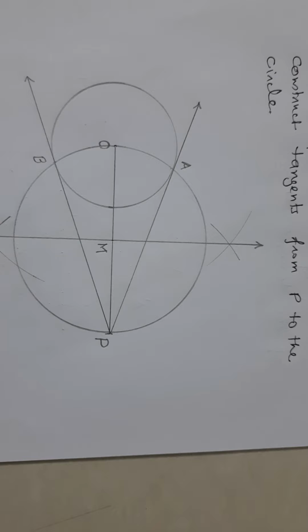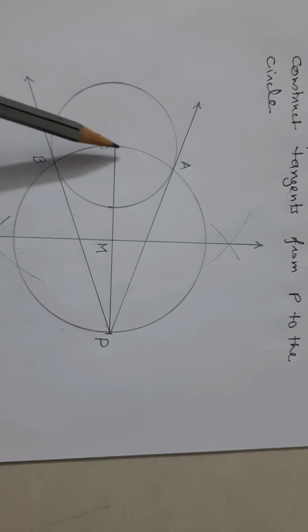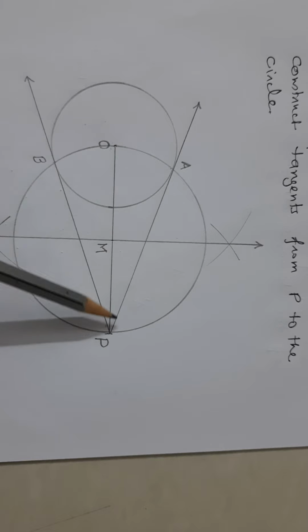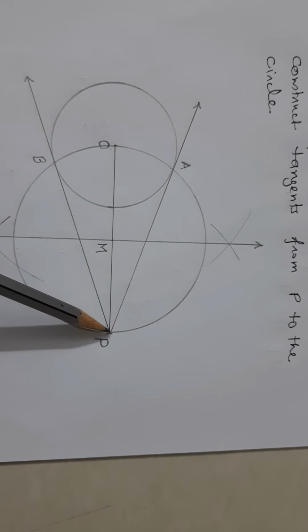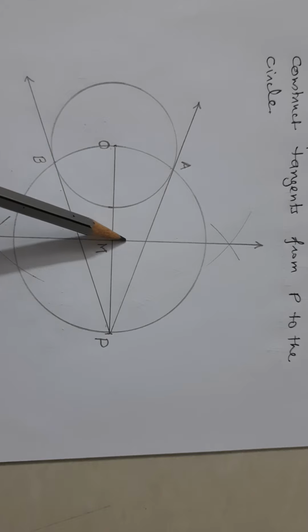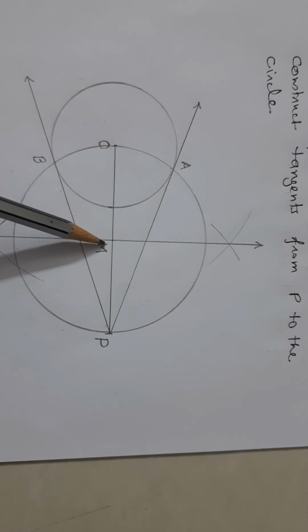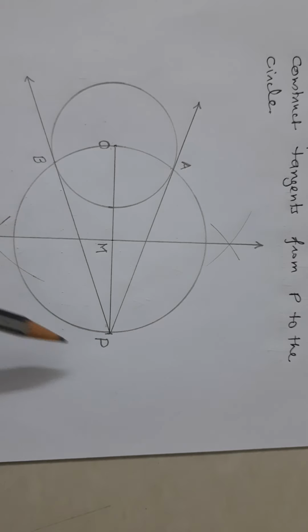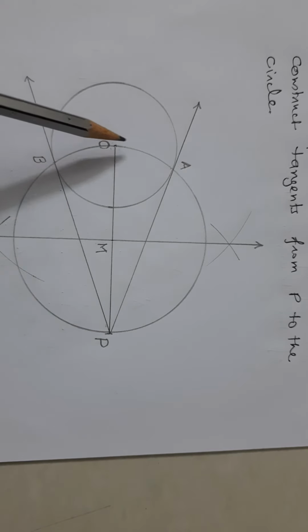So do remember, it is a very easy construction. A circle is given with center O. P is a point outside it. Then we draw OP. After drawing OP, we construct the perpendicular bisector of OP so that we get midpoint M. Using M as the center, we draw another circle such that it intersects the given circle in 2 points, A and B.